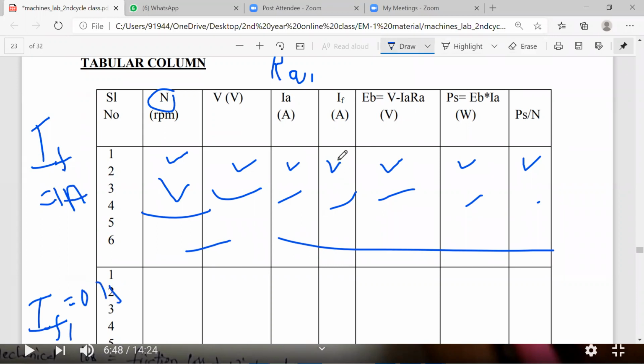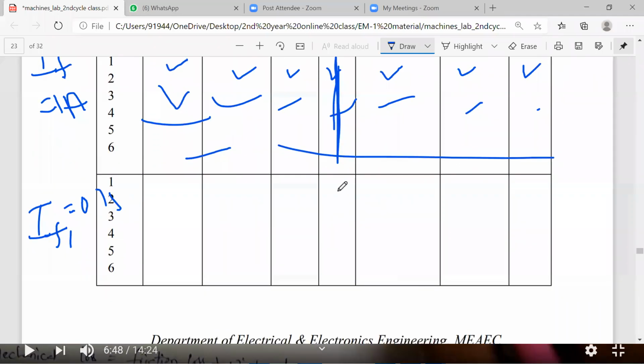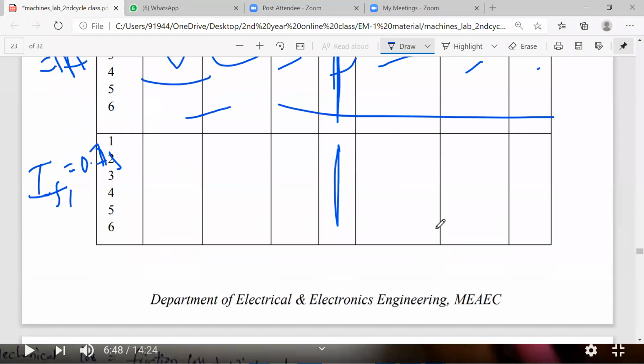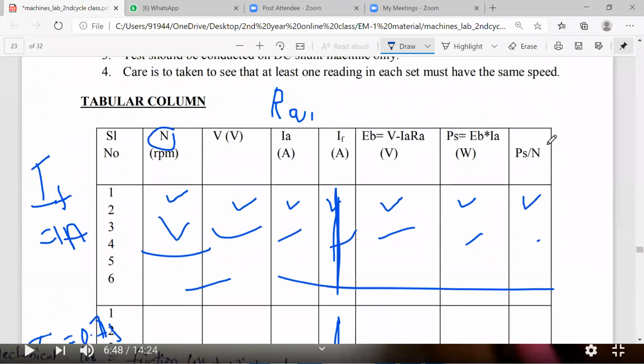So this IF value is constant throughout these 5 readings. Here also the IF value is constant throughout 5 readings, here 0.7 amperes, here 1 ampere. In that manner we take readings and plot the graphs. We plot the graphs between stray losses per speed, PS by N, versus speed N.